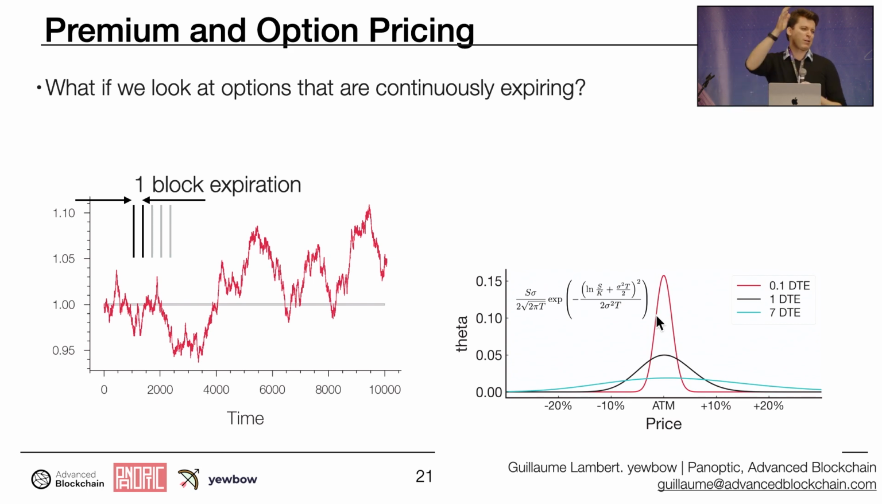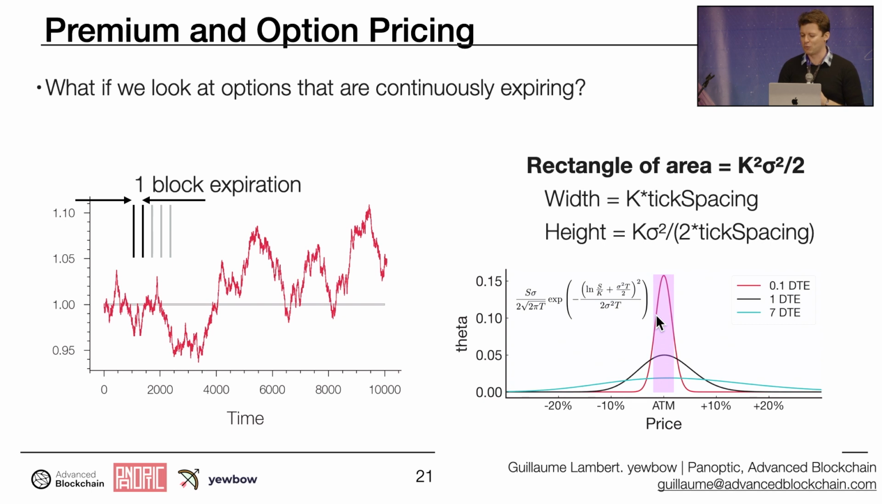Instead of having this weird Gaussian shape, you can say, aha, this is a rectangle of a fixed width and a fixed height, so that whenever the price crosses that threshold, you just add this k times sigma squared over 2 to the value. And the small theta that we were describing is given by this expression.